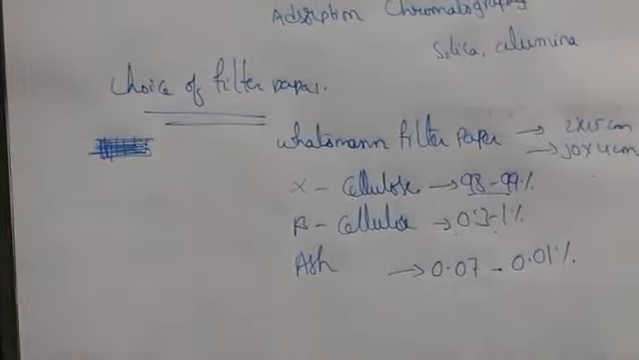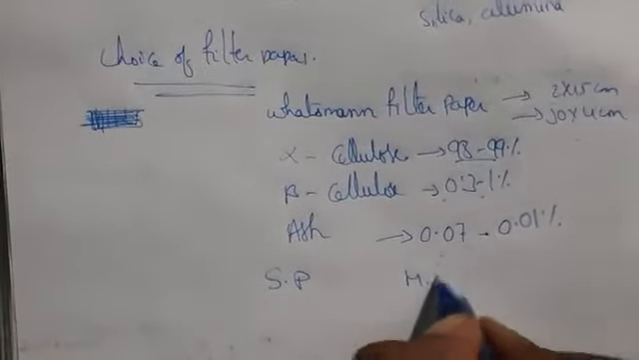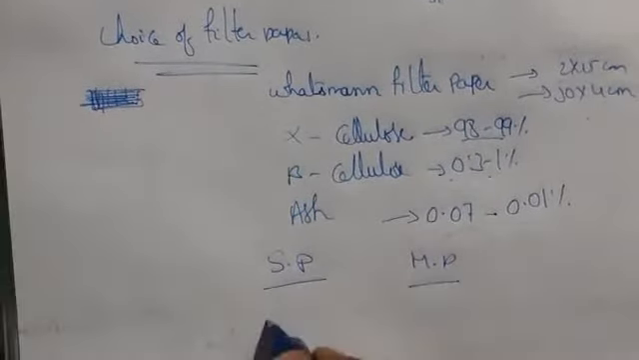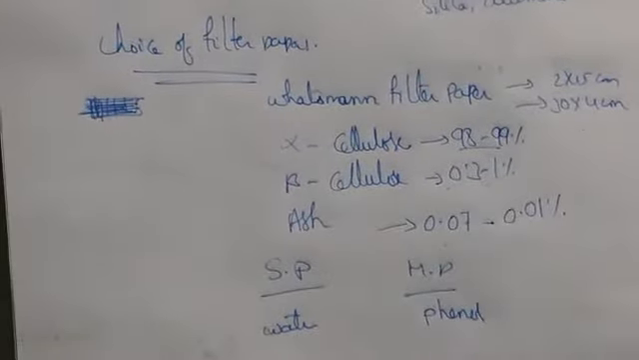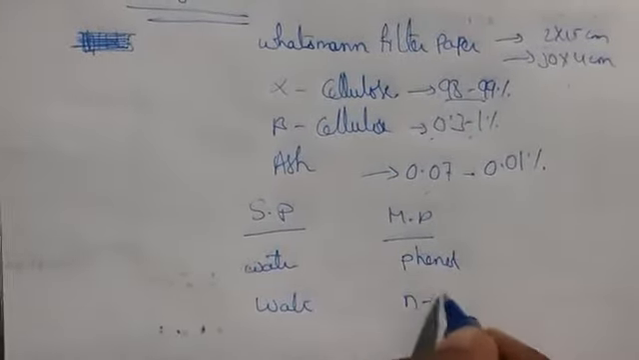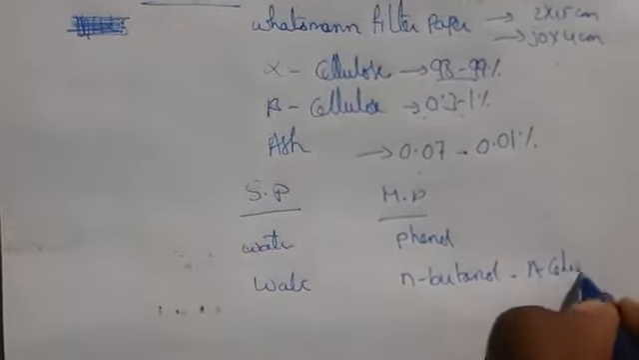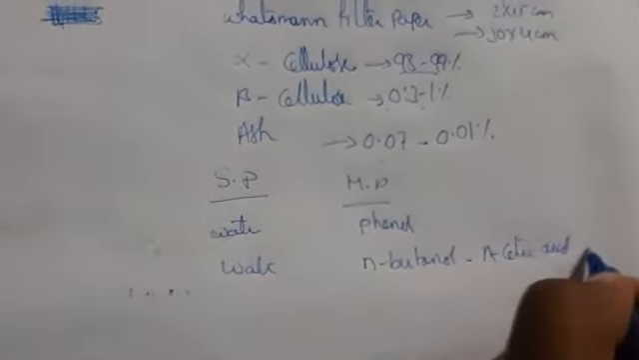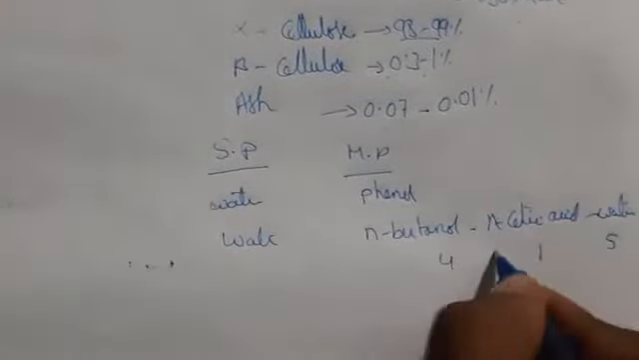So what are the solvents we are going to use for paper chromatography? Here the stationary phase and mobile phase. If you take the stationary phase as water, the mobile phase will be phenol. And if you take the stationary phase as water, the mobile phase is n-butanol, butyl alcohol, acetic acid, or again water. So the ratio will be 4:1:5, 4 is to 1 is to 5. Like that you have to take the mobile phase.